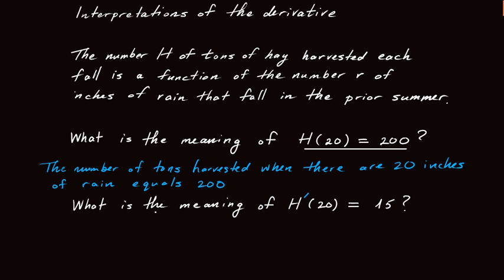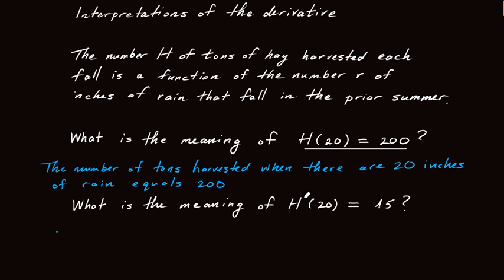Okay, let's move on. What is the meaning of h prime of 20? So the emphasis here is on the prime. So this is the derivative of h. So this is the rate of change of h. And it's saying that if there's 20 inches of rain, as before, then the rate of change in the number of tons of hay is 15.